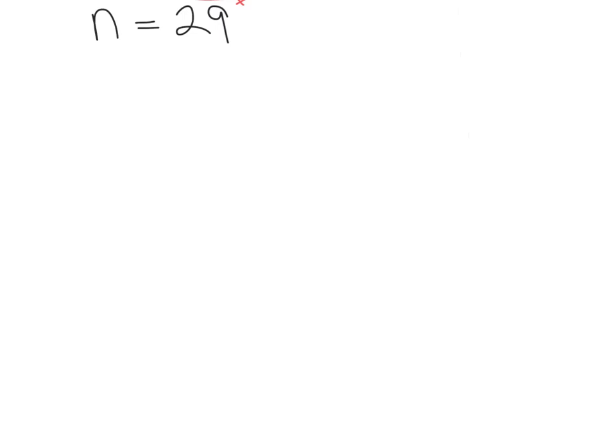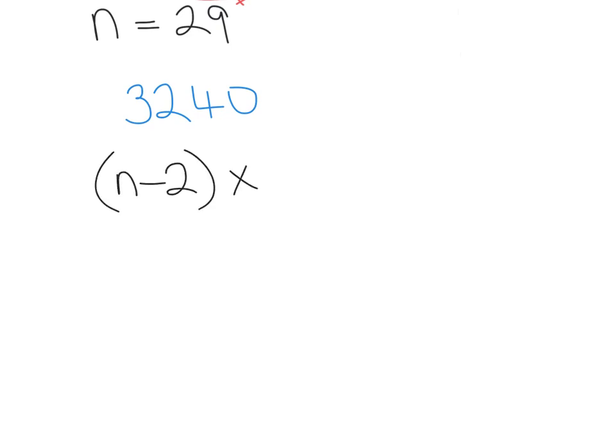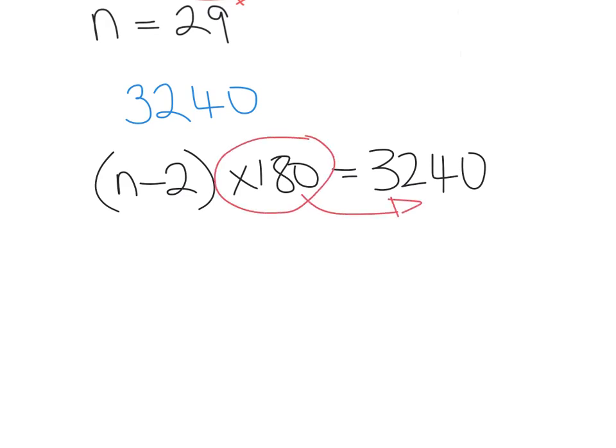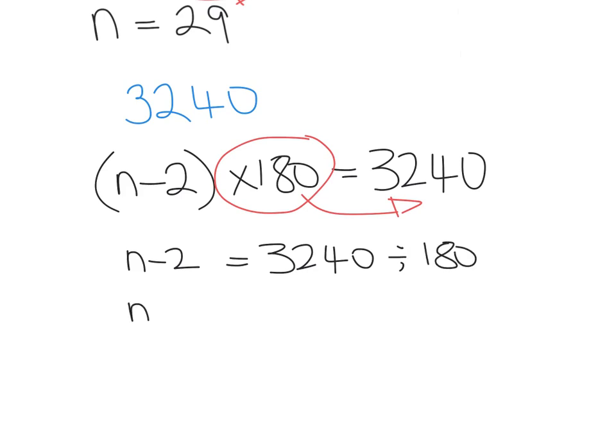So the last example is the sum of the interior angles is 3,240. So we're going to say n minus 2 in brackets times by 180 equals 3,240. We're going to swap side, swap sign, so times by 180 becomes divided by 180. n minus 2 equals 3,240 divided by 180, which means that n minus 2 equals, so 3240 divided by 180, 18.